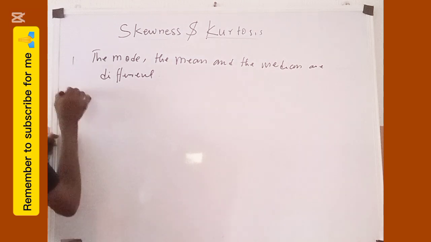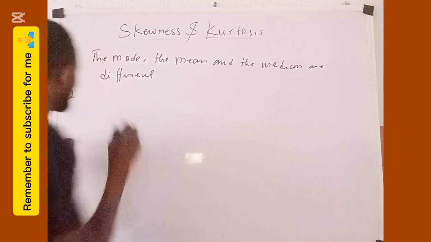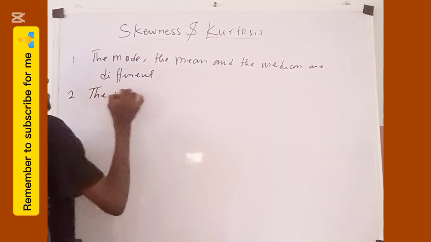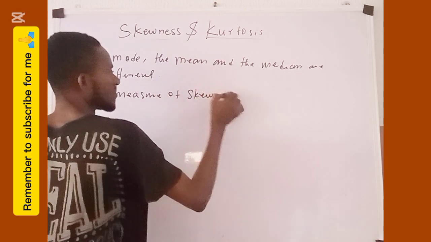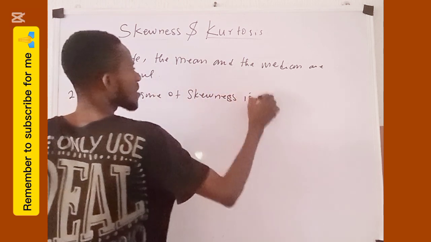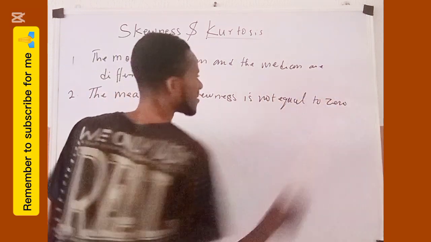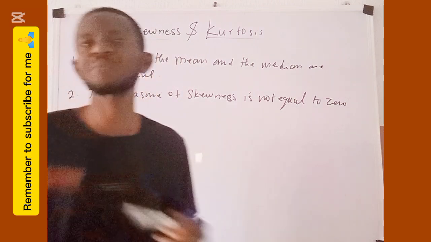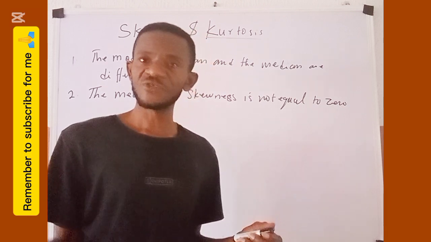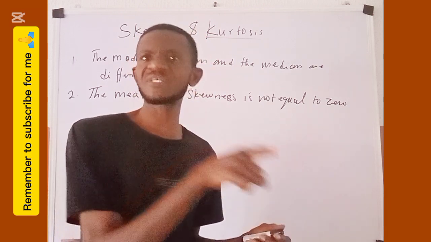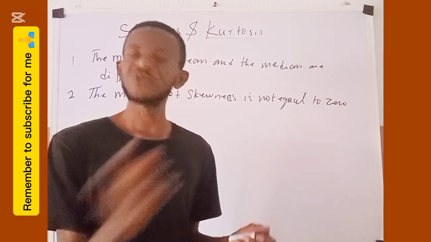Number two, the measure of skewness is not equal to 0. And if it is not equal to 0, it implies that it can be greater than 0 or it can be less than 0. So we equally look at when it becomes greater than 0, what do we have to say? When it becomes less than 0, what do we have to say? But we are coming to that.